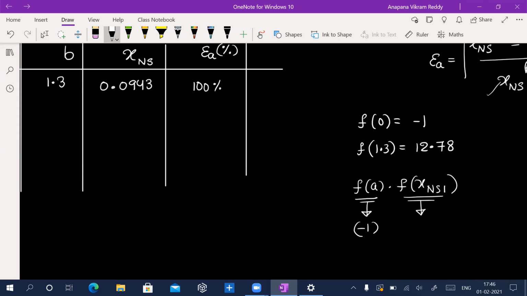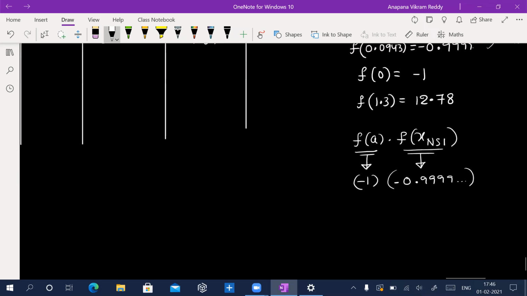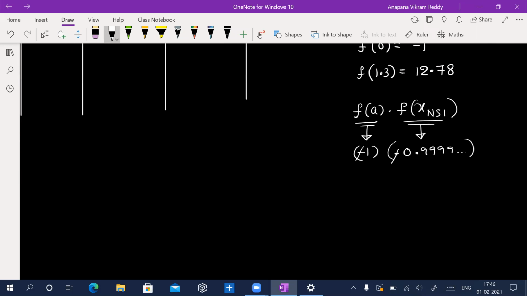What did you get here? I mean, you have to find this. That is f of 0, minus 0.9999, and so on. Now if I take that part, minus times minus is positive, so the answer is greater than 0. So there is no root. That means there is no root between a and xns1.